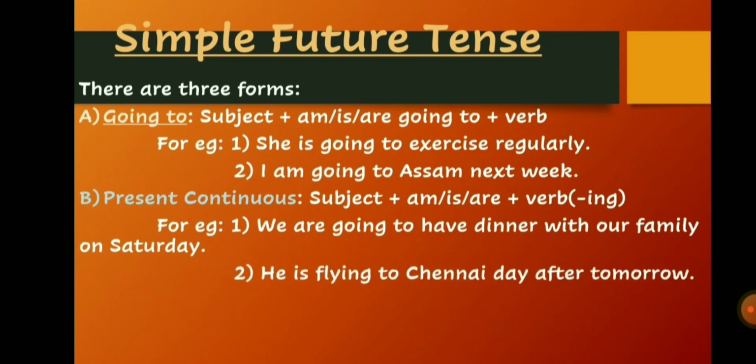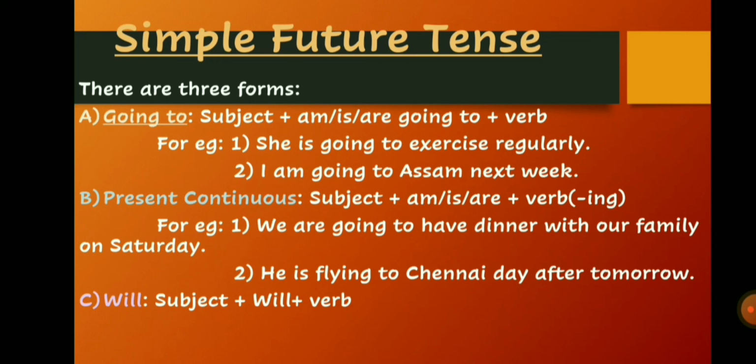Then the second example is, he is flying to Chennai day after tomorrow. So he is a subject, is flying is showing us the present continuous, that is the simple future tense, and the sentence itself shows that day after tomorrow, that means it is going to happen in the future.